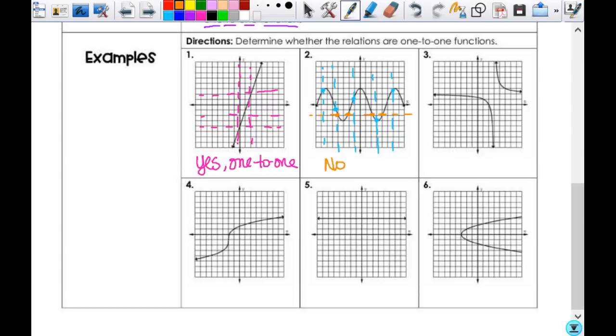So here I know that this is a function, right? It's my reciprocal function, so I know that works. Okay. But if I do the horizontal line test, does that work? And the answer is yes. It's going to pass that horizontal line test as well. So this is going to be yes, one-to-one.